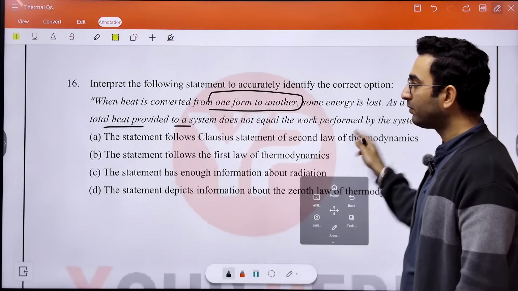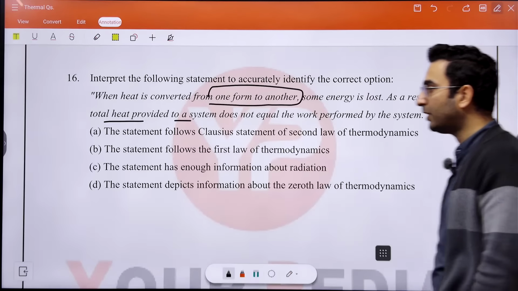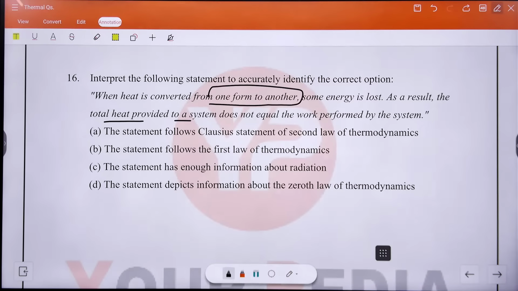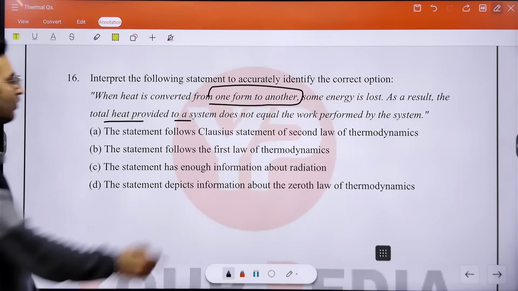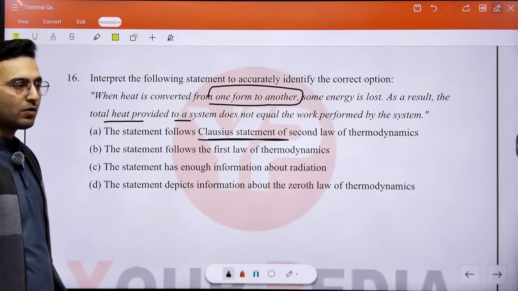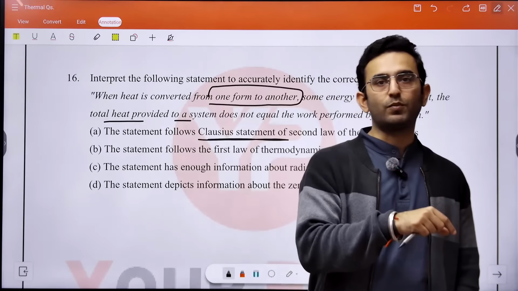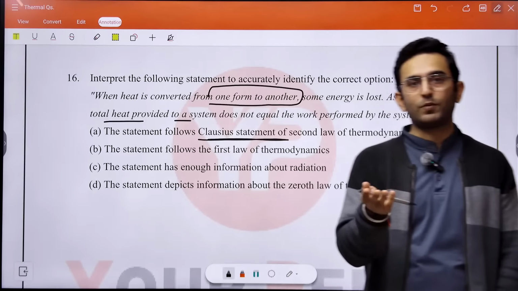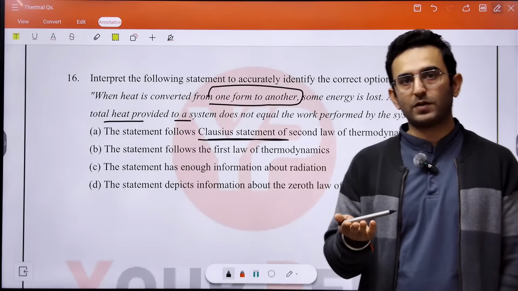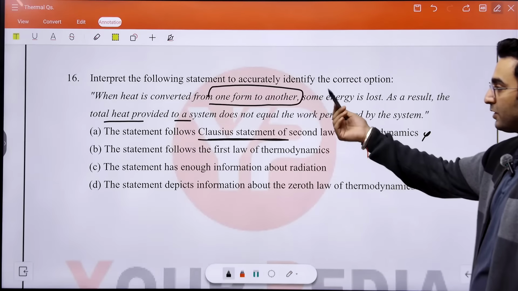Question number 16. What can be the answer? Question number 16. How it is following the Clausius statement of the second law of thermodynamics here? It is not following the Clausius statement. Clausius statement states that in order to transfer the heat from low temperature to high temperature, you have to provide the work input. Without any work input, you cannot transfer the heat from low to high temperature. That is a statement of the second law, the Clausius statement of the second law. Sorry, Clausius statement is not following here.